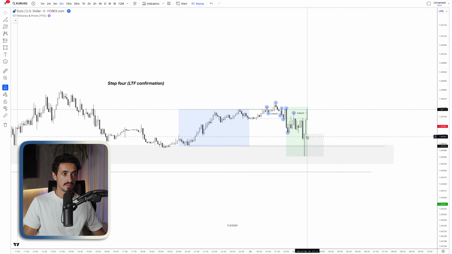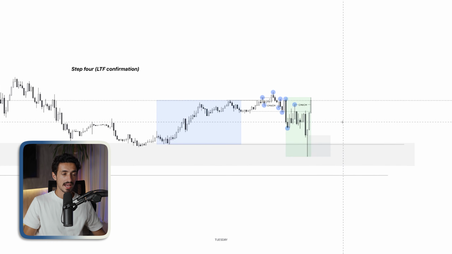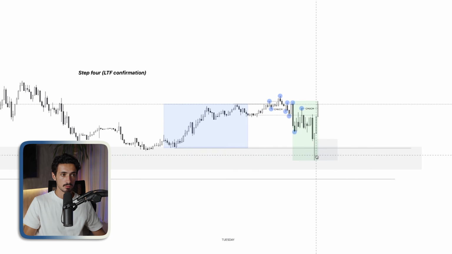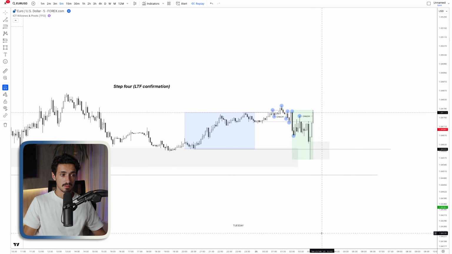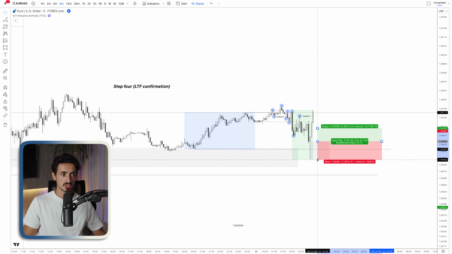And then one thing further I can do is refine this into the actual wick itself, because that's where the real shift happens, this V-shaped recovery. And that is my entry level. That's exactly where I'm looking to execute price from. I can set my order in here. I can set my stop loss on the low.